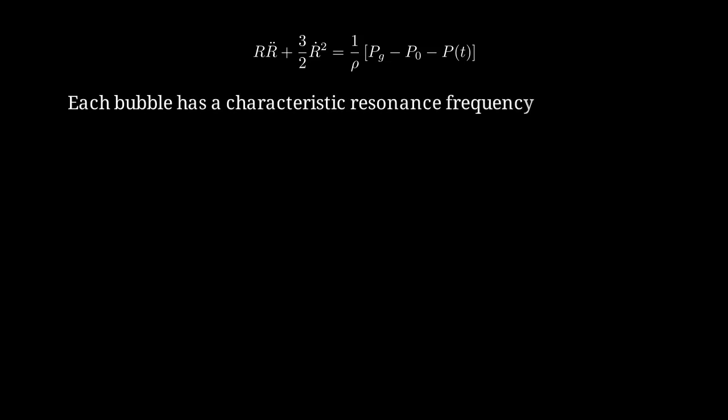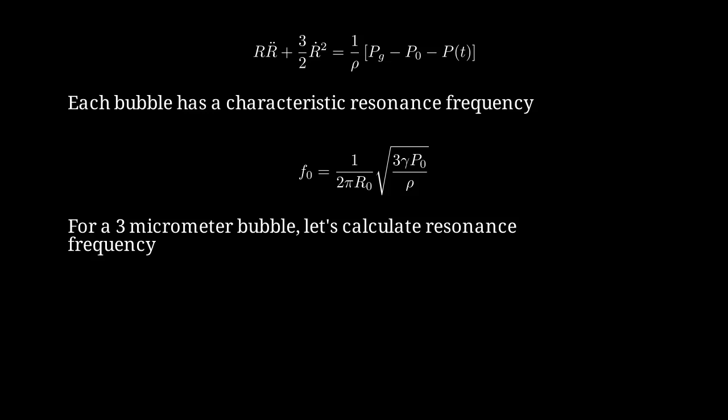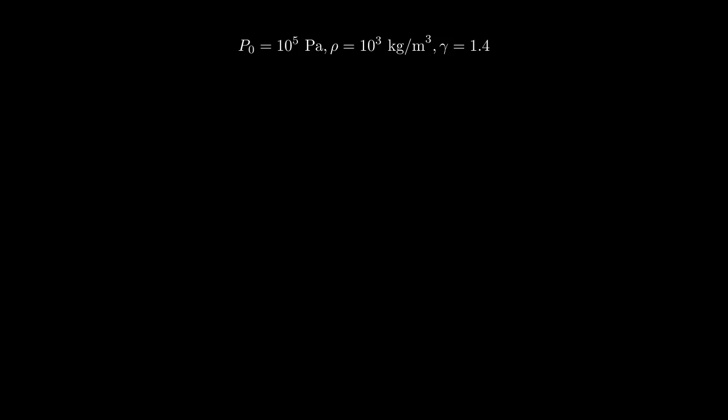Every microbubble has a natural resonance frequency where it oscillates most strongly. The resonance frequency equals 1 over 2π r0 times the square root of 3γ p0 over ρ. Let's work through a numerical example for a typical 3 micrometer diameter microbubble. The radius is 1.5 micrometers or 1.5 times 10 to the negative 6 meters. Using atmospheric pressure of 100 kilopascals, water density of 1,000 kilograms per cubic meter, and adiabatic index of 1.4, we calculate a resonance frequency of approximately 2.2 megahertz, which falls perfectly in the diagnostic ultrasound range.